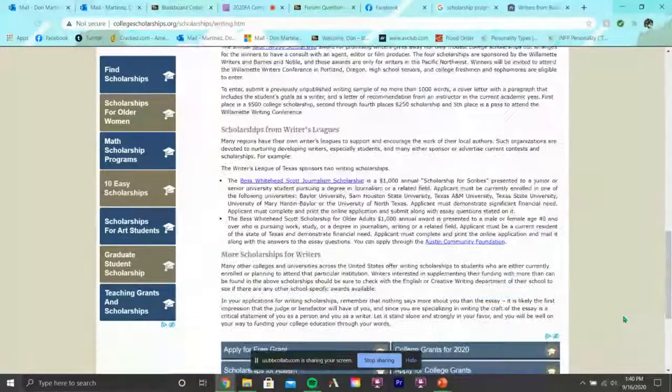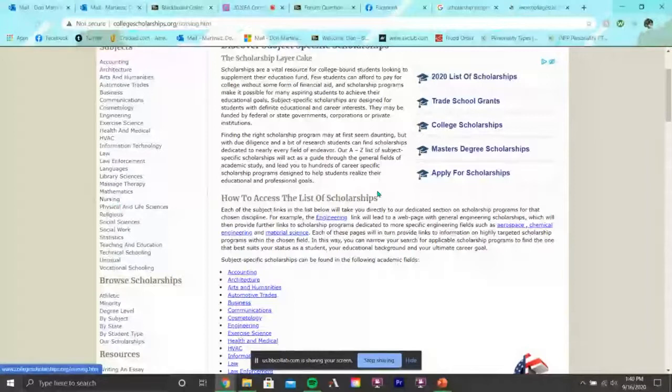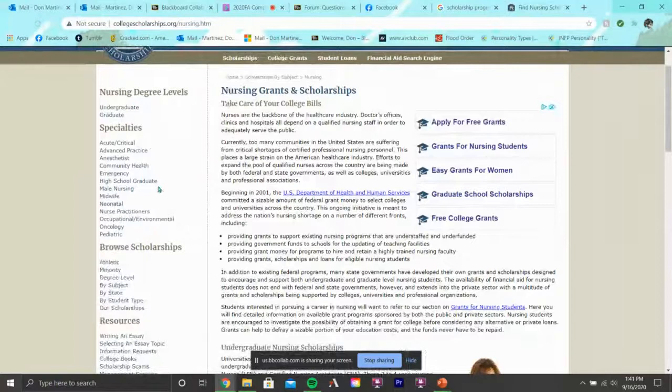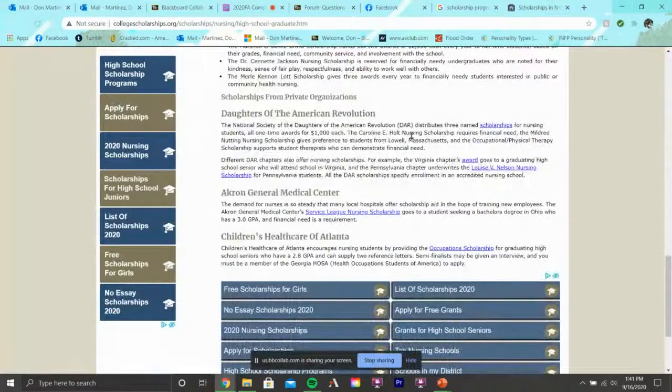If you're looking for a more traditional college major, let's say, for instance, you wanted to go into nursing. Okay. We have degree levels here, undergraduate, graduate. We have nursing specialties, okay? Let's say high school graduate. And here we go. Most of these are university ones, but they do have one for Daughters of the American Revolution, which offers three named scholarships for nursing students, okay?